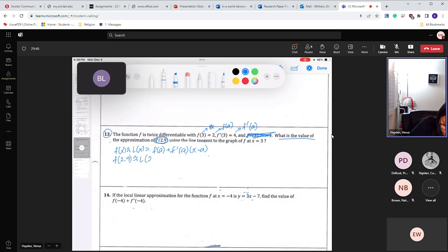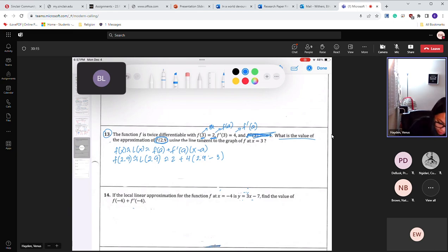f of 2.9 is approximately L of 2.9, which is f of a, which is the 4, plus f prime, which is 4, times the 2.9 minus the 3. Oh, that should have been a 2. I'm sorry, I made a mistake right here. F of a should have been a 2, because this is your f of a, which is 2. And your a is equal to 3, your x is 2.9.